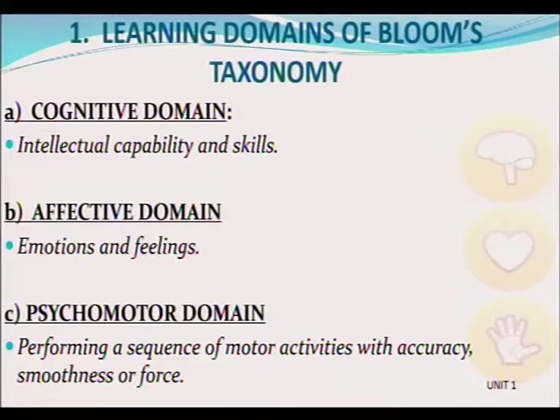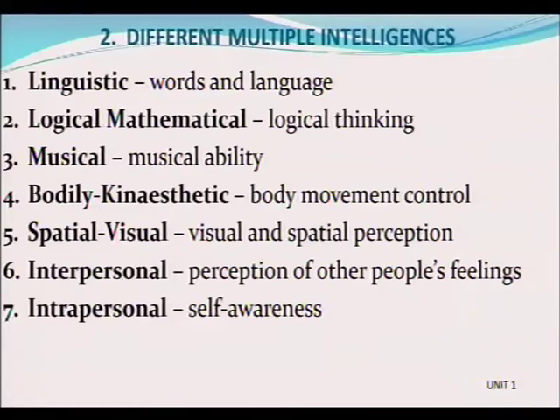Bloom's taxonomy outlines 3 domains, which is the cognitive domain, the affective domain, as well as the psychomotor domain. The affective domain deals with the feelings and emotions of learners. And then the cognitive domain deals with the intellectual capability as well as the intellectual skills that the learner might have. And then the psychomotor domain deals with the movement of a learner. These domains help us to identify the different skills that our learners in a classroom setting might have.